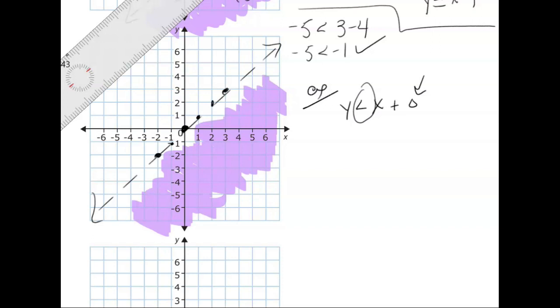All right, now as a check, let's check the point 0, 0. And I'm using 0, 0 because 0, 0 is on the dotted part of the line, which means it should not be included in our solution set. So if I put in 0, I'll get 0 plus 0, and 0 is less than 0. But this is not true. 0 is equal to 0. So therefore, that point 0, 0 should not be in our solution set, and it's not because it's on the dotted line.